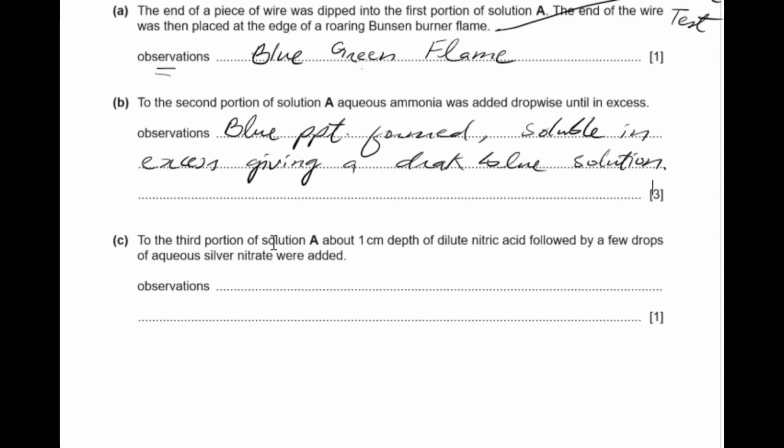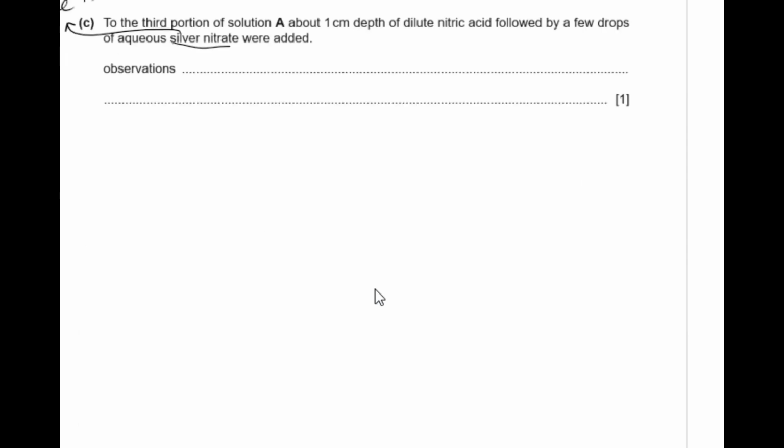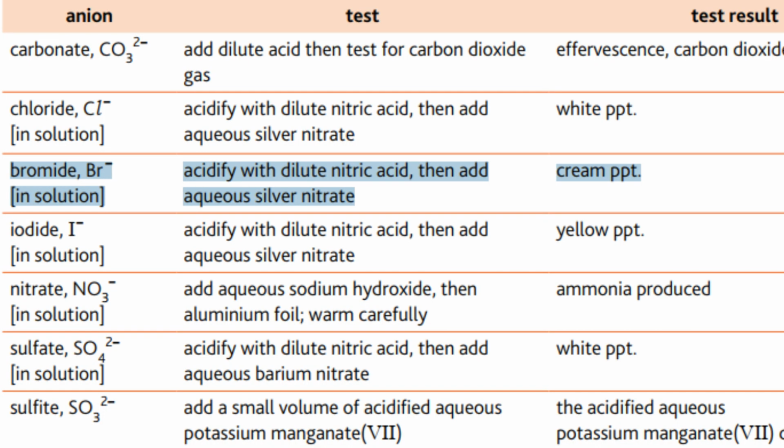To the third portion of solution A, about 1 cm depth of dilute nitric acid, followed by a few drops of silver nitrate were added. So basically, this is a test for halide ions. Look at the name provided in the question. It is copper bromide, and bromine is a halide. So basically, the test is about bromide ions. Look at the data sheet given along with the question paper. Say that bromide ions would give a cream precipitate.